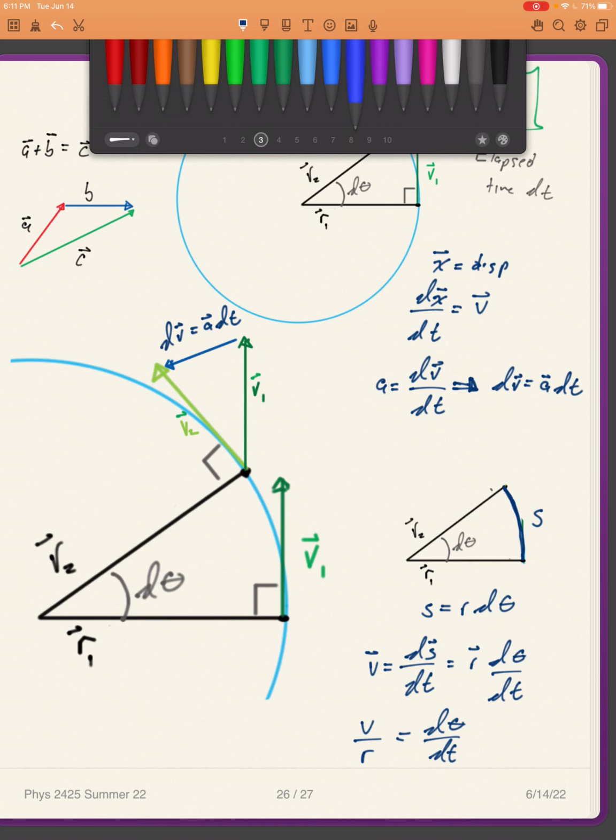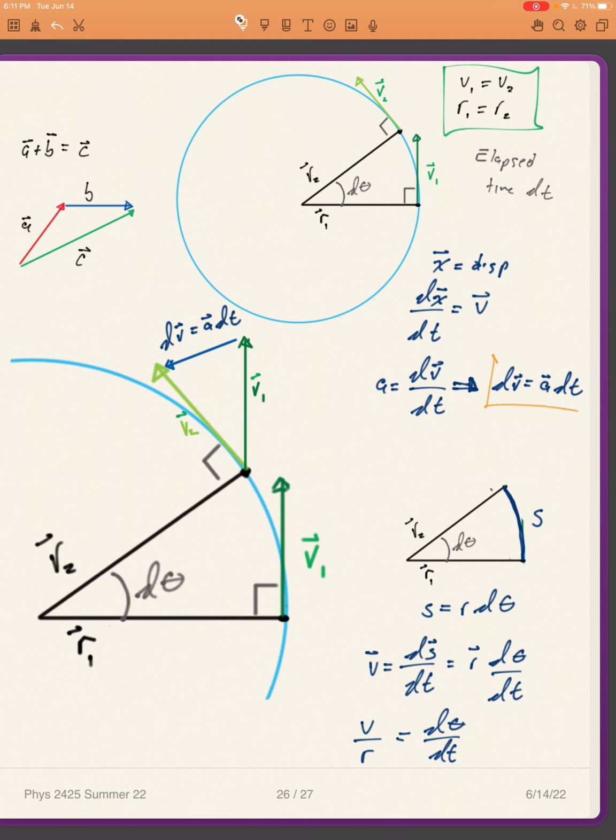Let me put a square around these important equations. So we know this. We know this. And we know this, which is what I explained there. Okay. So let's put all of this together.